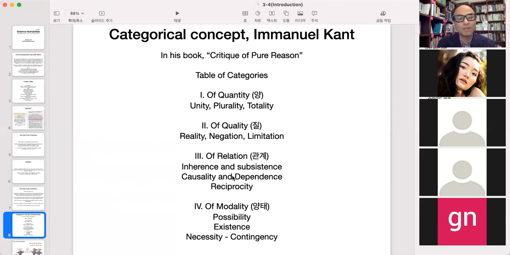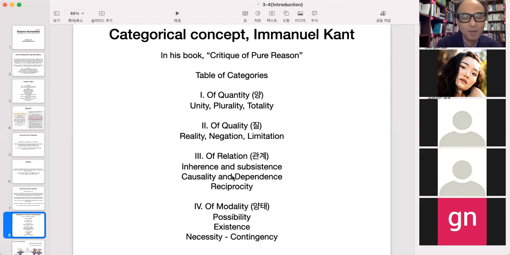Please look at each one. The first section is quantity. The second is quality. The third is relations. The fourth is modality. Each of them has three categories. In quantity, we have the unity concept, plurality concept, and totality concept. Second, quality: first the reality concept, then the negation concept, and the limitation concept.